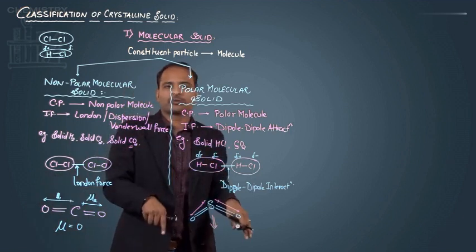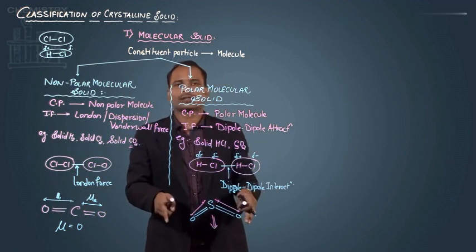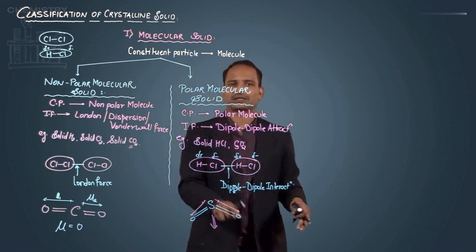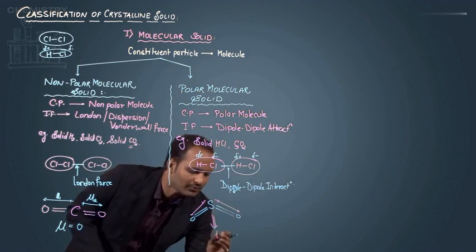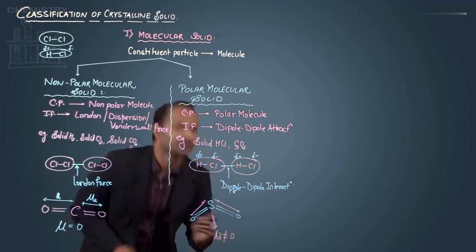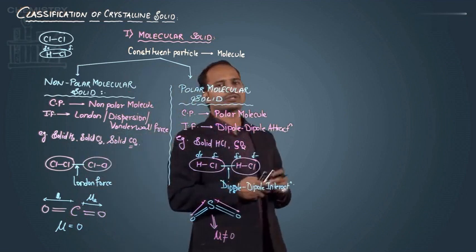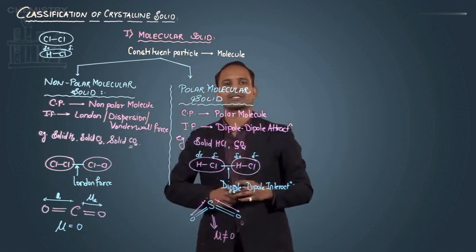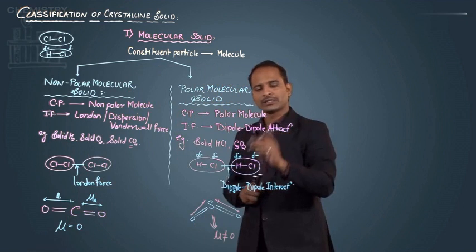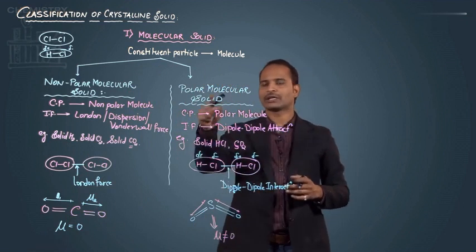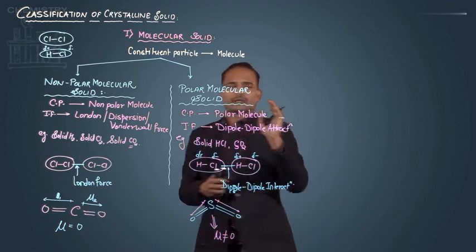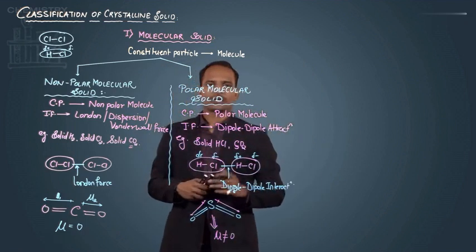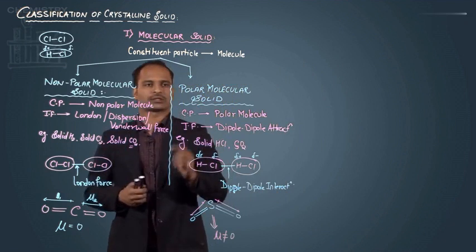So both are directing to the lower side, so they are not cancelling each other, and if they do not cancel each other, it will have some dipole moment. Means the dipole moment will not be equal to 0. If the dipole moment is not equal to 0, then sulfur dioxide is going to be a polar molecule, and since it is a polar molecule, it comes under the category called polar molecular solid. So this is the second type of molecular solid. Now let's see the third type of molecular solid.